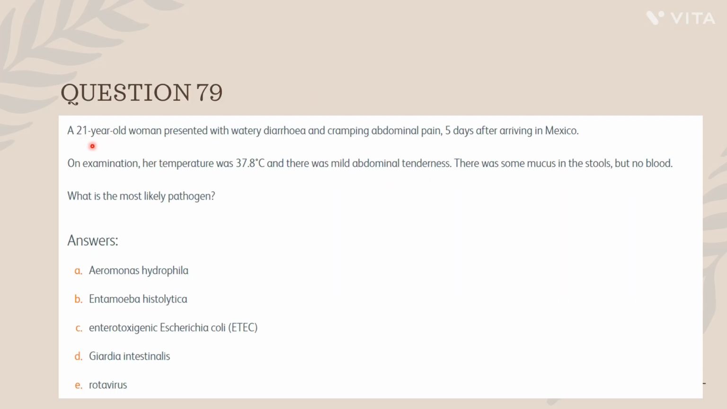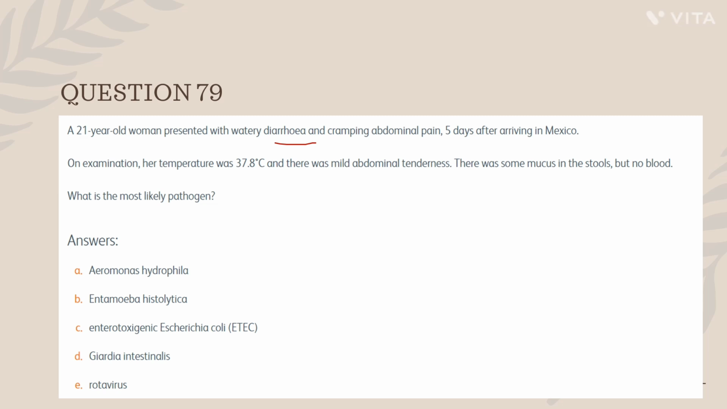Next question. A 21-year-old woman presented with watery diarrhea and cramping abdominal pain 5 days after arriving in Mexico. On examination, her temperature was 37.8 and there was mild abdominal tenderness. There was some mucus in the stools but no blood. What is the most likely pathogen? So she has traveled to some area and she's having diarrhea with no blood. Okay, and there is abdominal tenderness, there is mucus in stool but no blood.